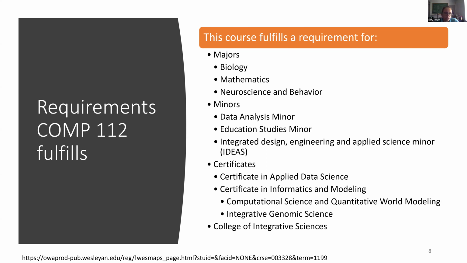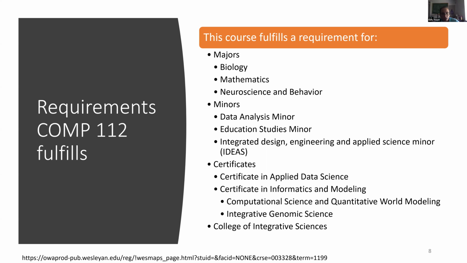So this is just a brief list of the requirements 112 fills. It's not in fact required for anything, but you can elect to use it for a variety of things. And you can find out the details of this on the WesMaSS page. So I do encourage you to look at that. But some of the things you can use it for is you can apply it towards the biology, math, and neuroscience and behavior majors. You can use it in the data analysis, education studies, or ideas, integrated design, engineering, and applied science minor. There's also a number of certificates, certificate in applied data science, and then also in informatics and modeling, of which there are 2 separate tracks.